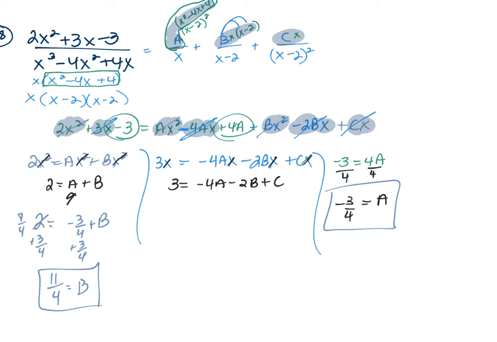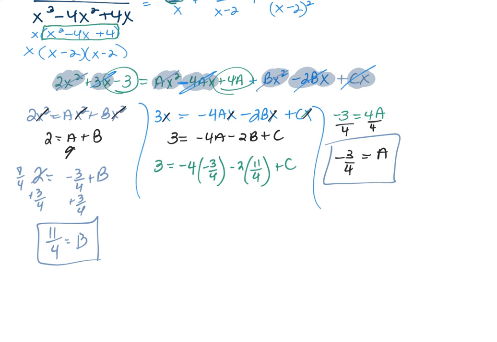And then the middle one: 3 equals negative 4 times negative 3/4 minus 2 times 11/4 plus c. These cancel. 3 would equal positive 3 because it's a negative and a negative. 2 goes into 4 twice, so minus 11/2 plus c. You can find a like denominator and multiply everything by 2 to get rid of it.